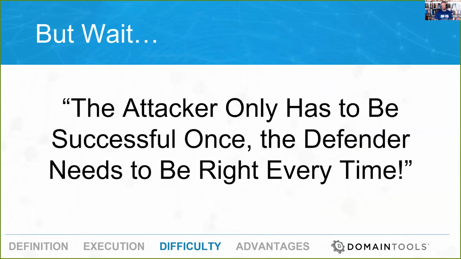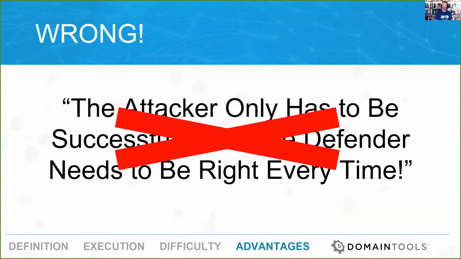Now, you may be saying, oh, wait a minute, Joe, the attacker only has to be successful once, but the defender has to be right every time. So really, defenders are somewhat disadvantaged through this process. And I would argue that that is a complete misunderstanding of how this works in practice.